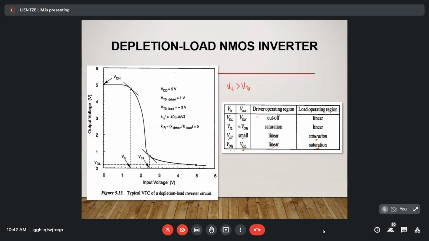You will have to remember the operating modes of the driver and load.